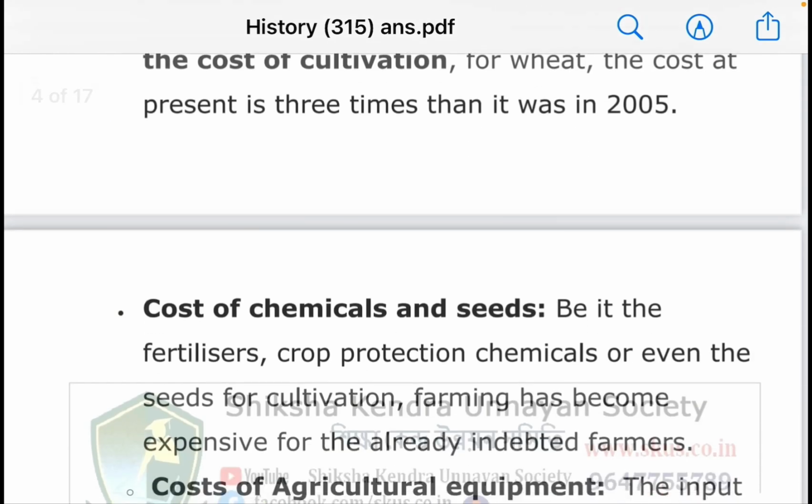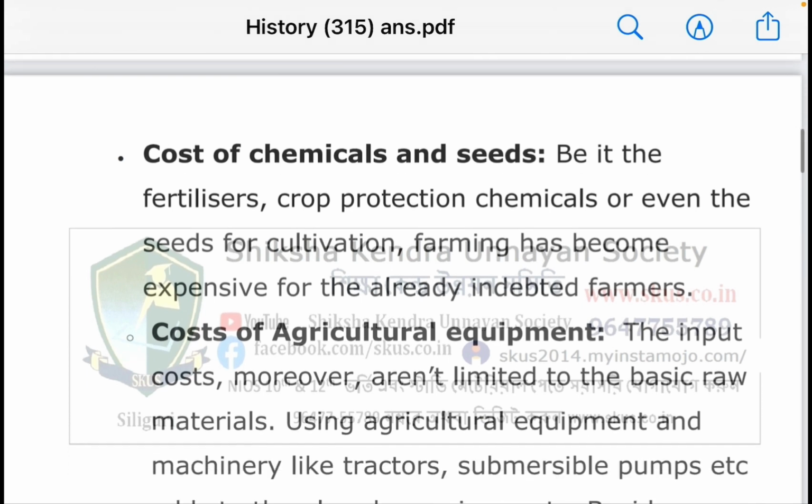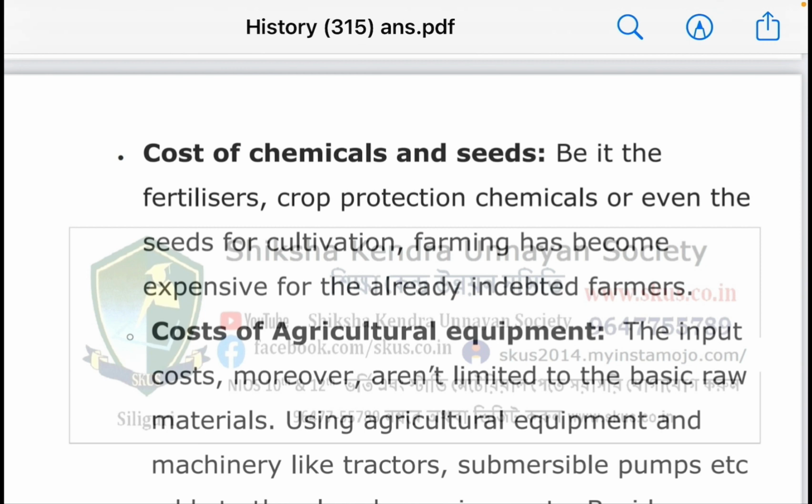Cost of chemicals and seeds, be it the fertilizer, crop protection chemicals or even the seeds for cultivation, farming has become expensive for the already indebted farmers. Now the cost of chemicals that they use in a farm, because of a high rate the farmer suicides.